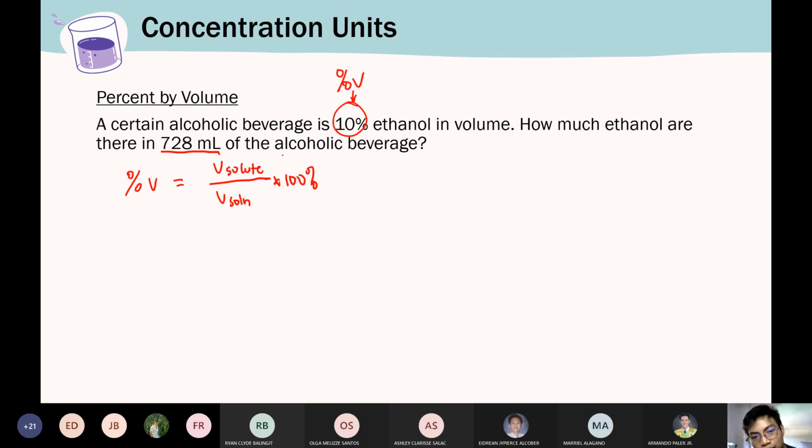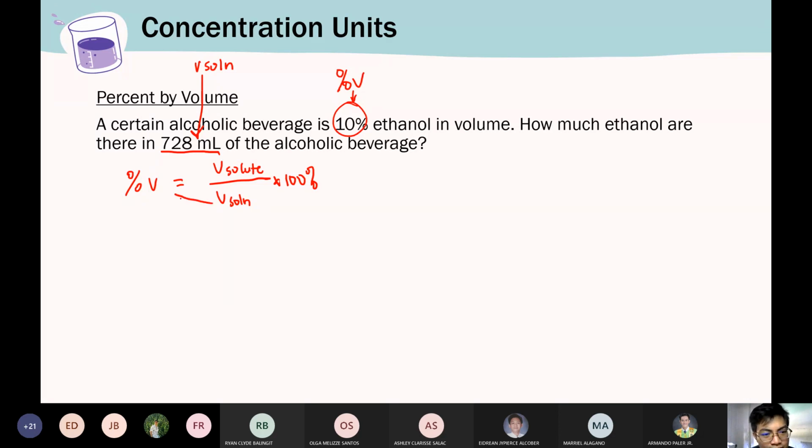Okay? Kasi sinabi alcoholic beverage. Ano ba meron sa alcoholic beverage? Alcohol plus water. Okay? So, solution yan. Okay? V solution. So, ayan. So, that's our equation. We are looking for the V solute.